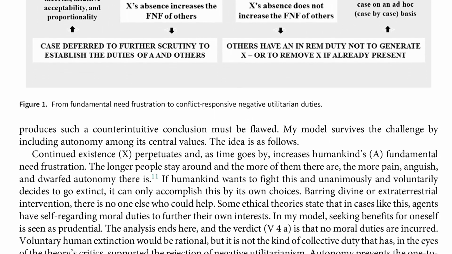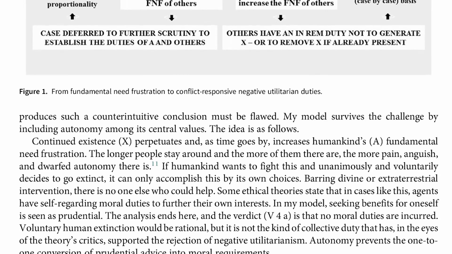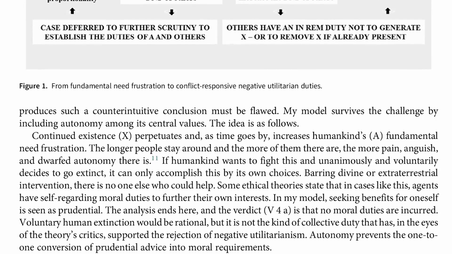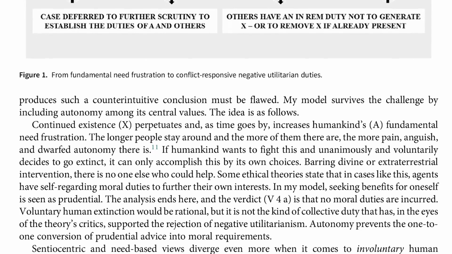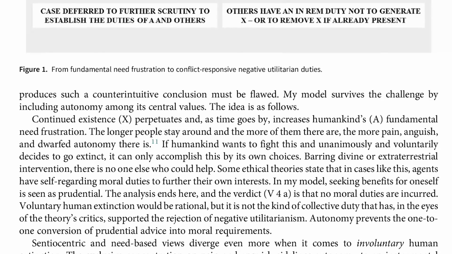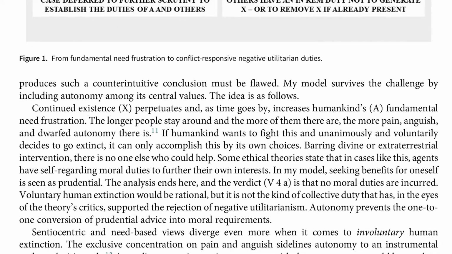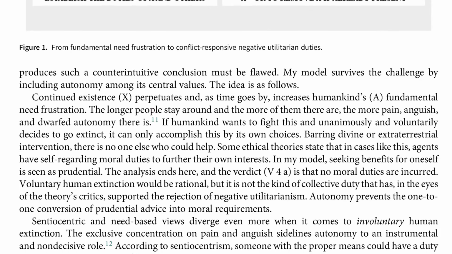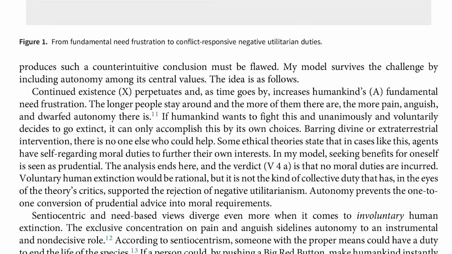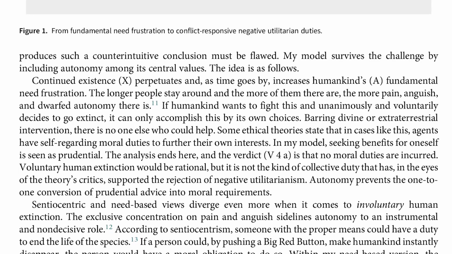The idea is as follows. Continued existence, X, perpetuates and, as time goes by, increases humankind's, A, fundamental need frustration. The longer people stay around and the more of them there are, the more pain, anguish, and dwarfed autonomy there is. Footnote 11: If humankind wants to fight this and unanimously and voluntarily decides to go extinct, it can only accomplish this by its own choices. Barring divine or extraterrestrial intervention, there is no one else who could help.